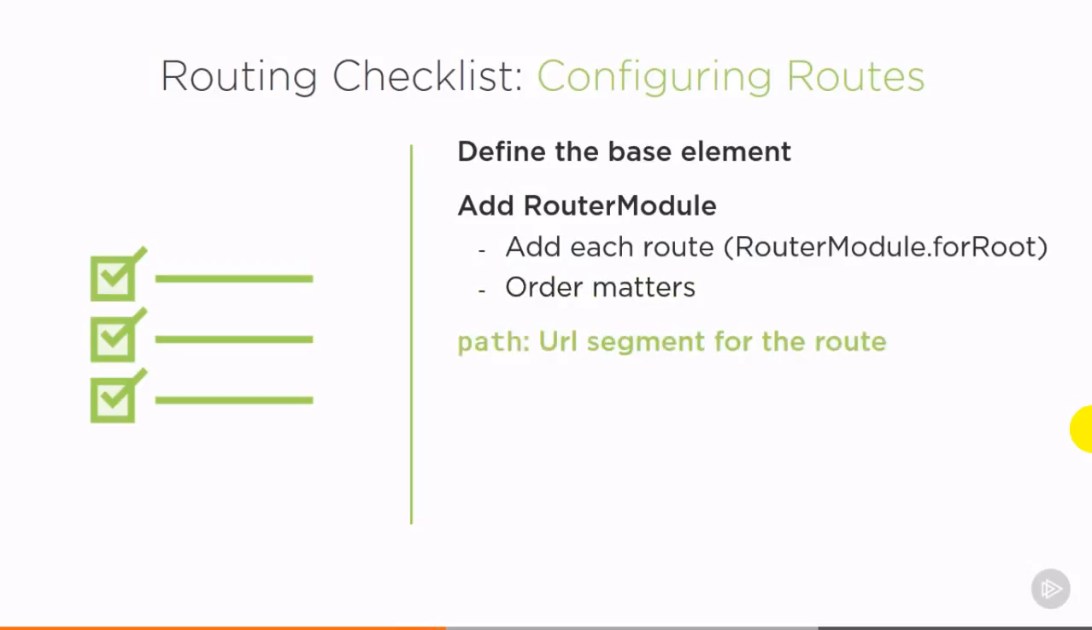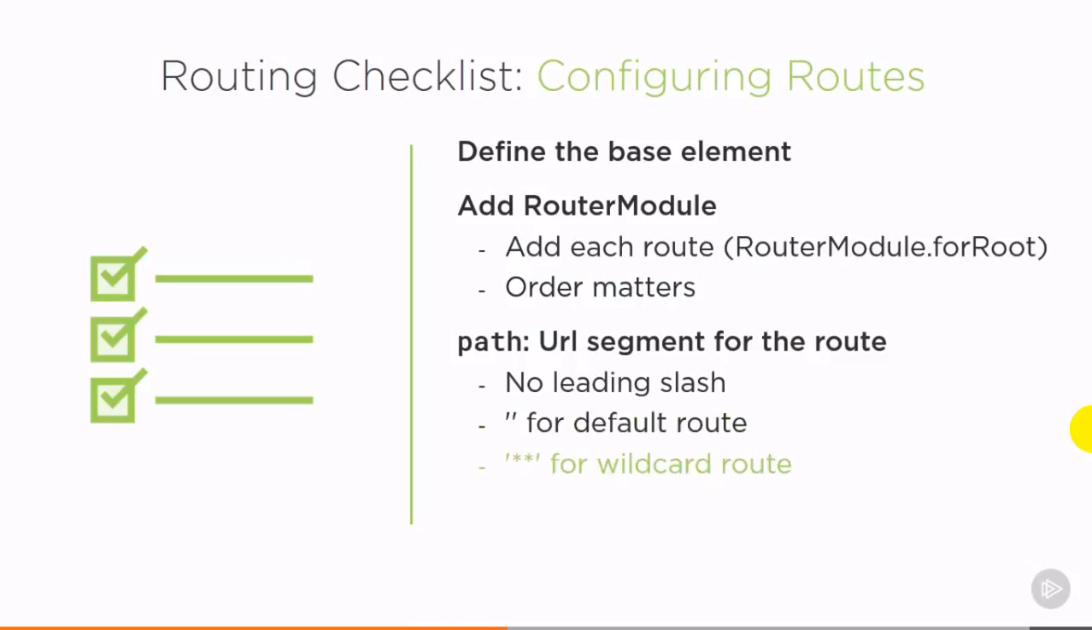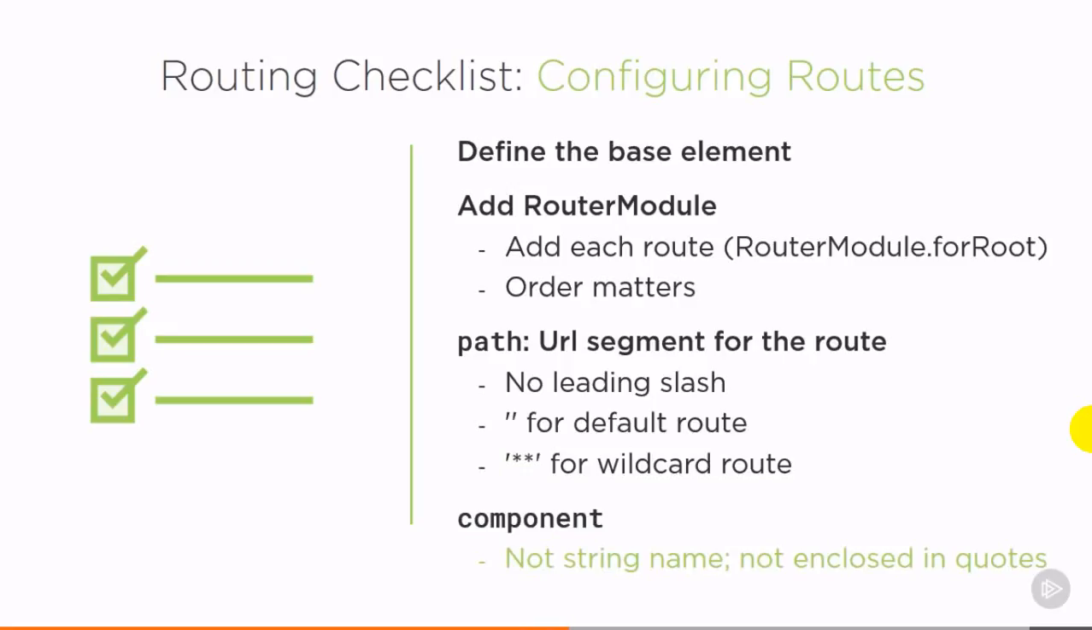Each route definition requires a path, which defines the URL path segment for the route. Be sure the path has no leading slash. Use an empty path for a default route, and two asterisks for a wildcard route, which is matched if no prior path matches. Most route definitions also include a component. The component is a reference to the component itself. It is not a string name and is not enclosed in quotes.